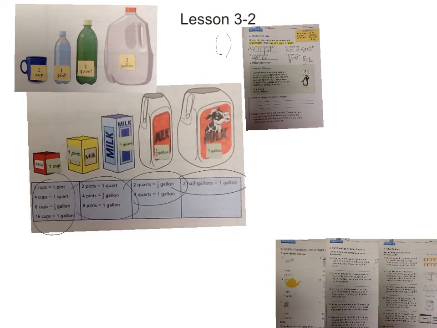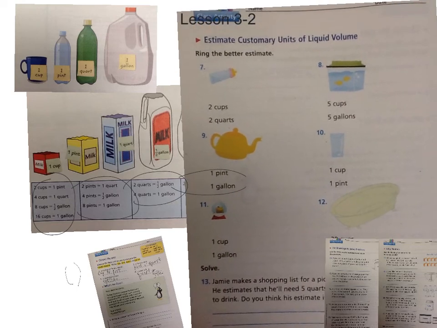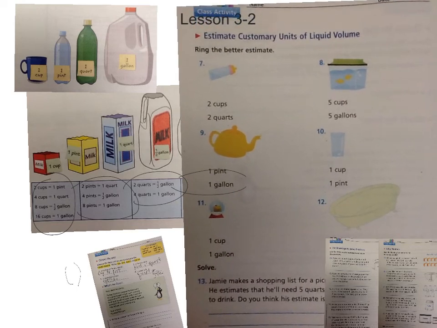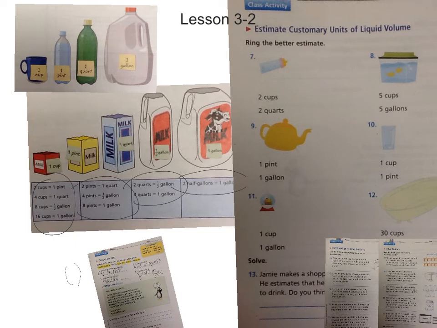Okay, number 6, think of a container. Choose the unit that you would use. Draw the, nah, we're not doing that. Okay, don't worry about that. This page is the most important thing. This says ring the better estimate. What does ring mean? Oh, I guess ring means circle. Circle the better estimate. So, a baby's bottle, would it make more sense being 2 cups or 2 quarts?